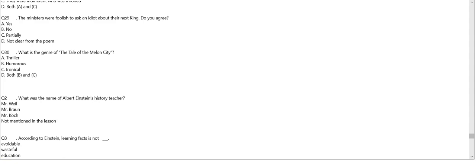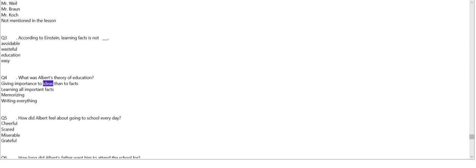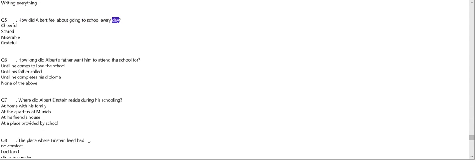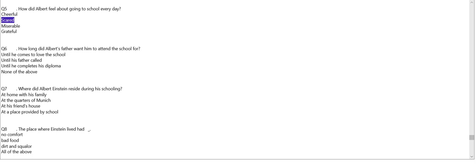Q4. What was Albert's theory of education? Giving importance to ideas than to facts. Learning all important facts. Memorizing. Writing everything. Q5. How did Albert feel about going to school every day? Cheerful. Scared. Miserable. Grateful. Q6. How long did Albert's father want him to attend the school for? Until he comes to love the school. Until his father called. Until he completes his diploma. None of the above.